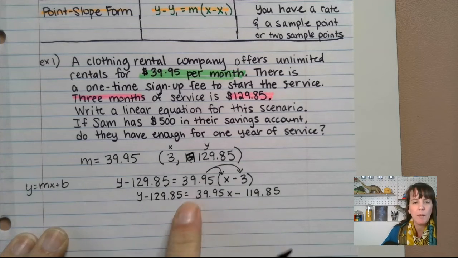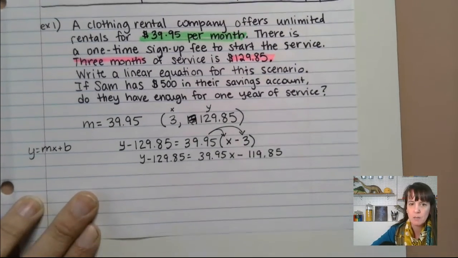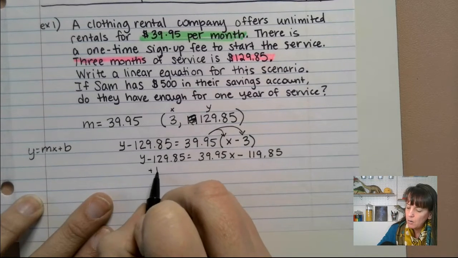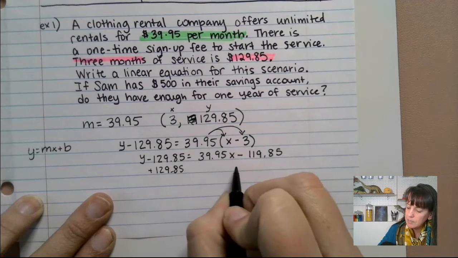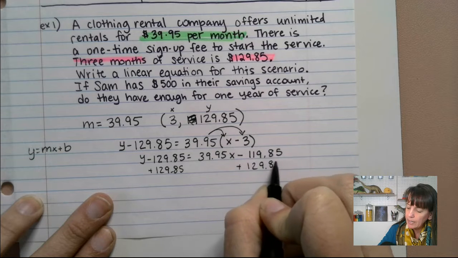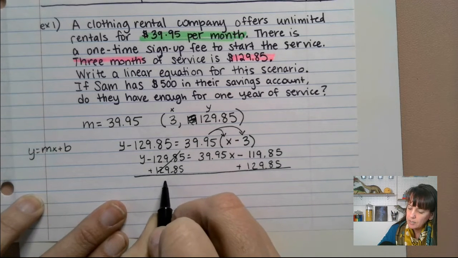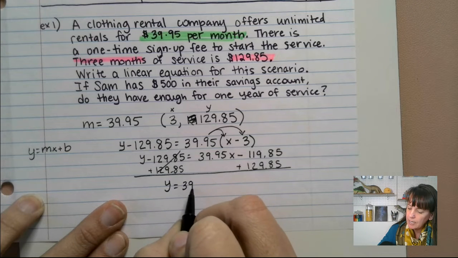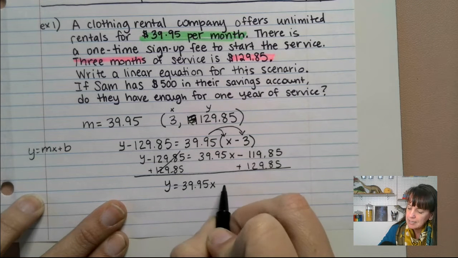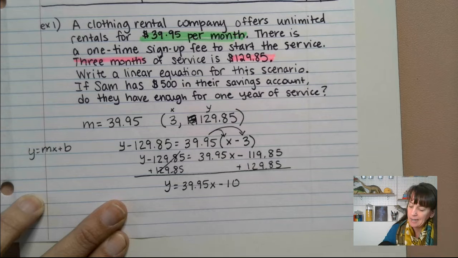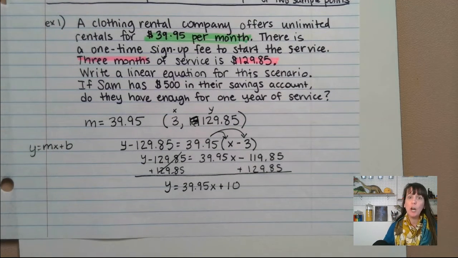So we're trying to get that y by itself. So we're going to add 129.85 to both sides. That gives us y equals 39.95x plus 10. Okay, so this is what we know now.